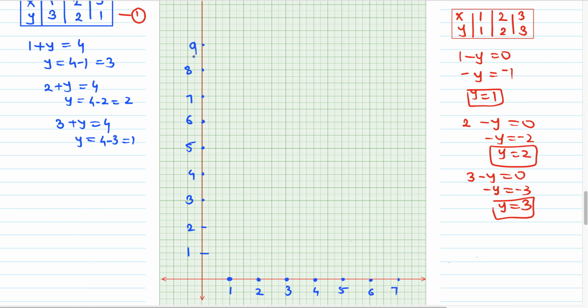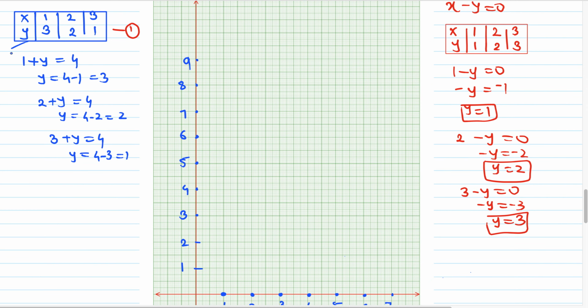So now let us locate these points. Okay, so this I'm going to locate with the marker points. And 1 comma 3, x is 1 and y is 3, this point. Okay, oh, it's too dark. Let me just mark it with this. 1 comma 3 is 1 point, 2 comma 2, x is 2, y is 2, second point. And then third point is what? 3 comma 1, this point.